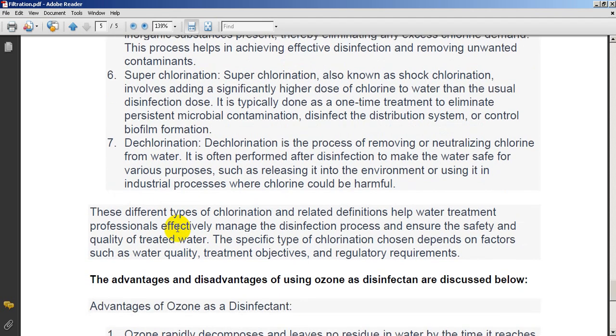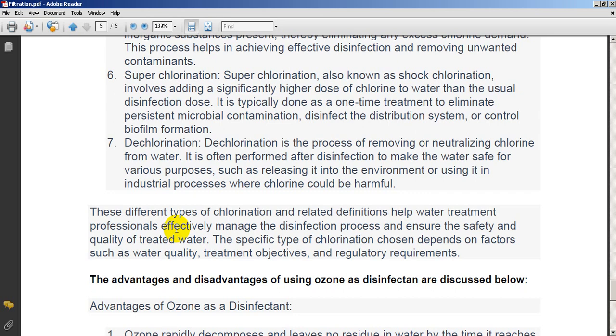These different types of chlorination and related definitions help water treatment professionals effectively manage the disinfection process and ensure the safety and quality of treated water. The specific type of chlorination chosen depends on factors such as water quality, treatment objectives, and regulatory requirements.